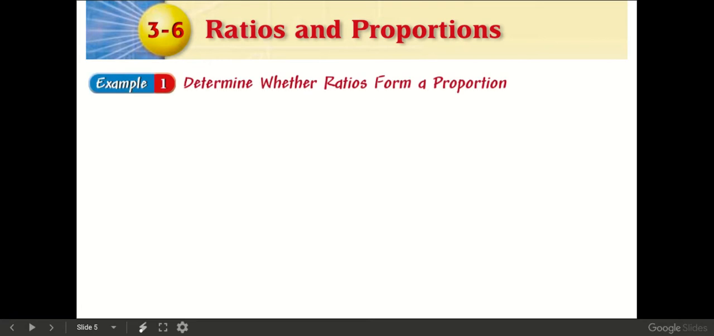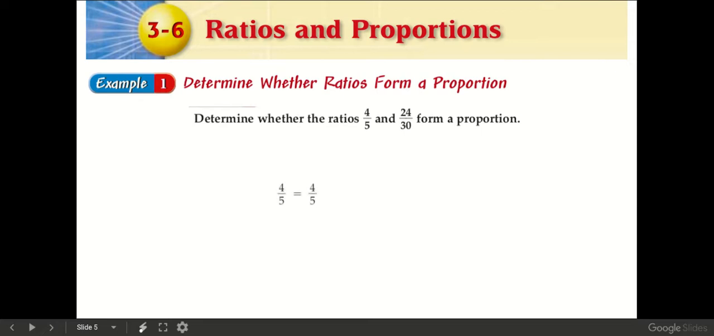So let's determine whether ratios form a proportion. If we wanted to determine whether the ratios 4/5 and 24 over 30 form a proportion, we would need to find out if they're equal. Well, here I have 4/5, and the easiest way to do that is to simplify it. If I look at 4/5, the biggest number that I can divide into 4 and 5 is 1. So the simplest form of this fraction is 4/5. So 4/5 can't actually be simplified any further because 4 and 5 are both divisible by 1. That's the biggest number they're divisible by.